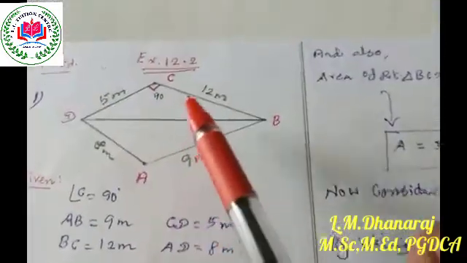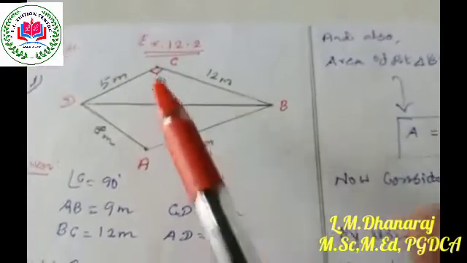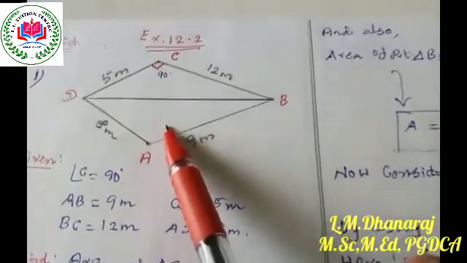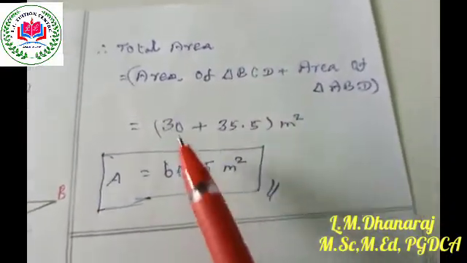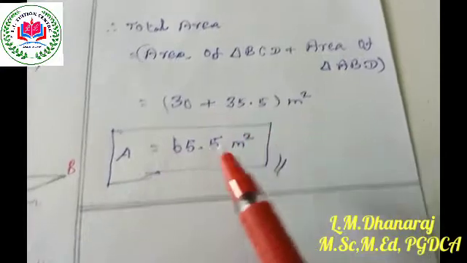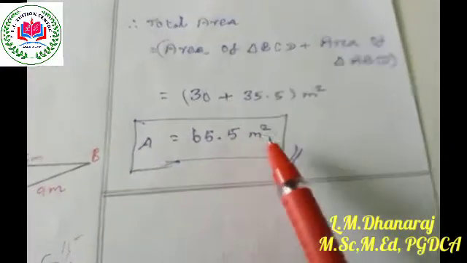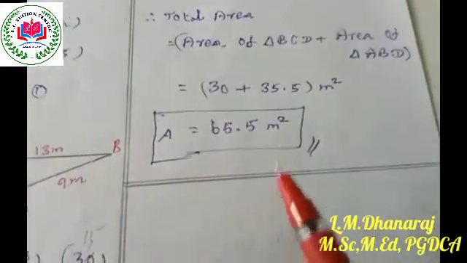But we need to find the total area, which means we have to add the area of BCD plus the area of ABD. So adding these two, we will be getting 30 plus 35.5, that is 65.5 meter square, the total area.